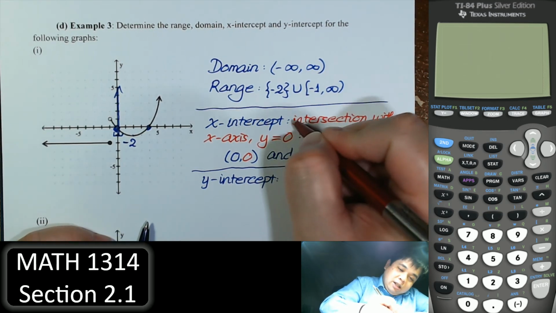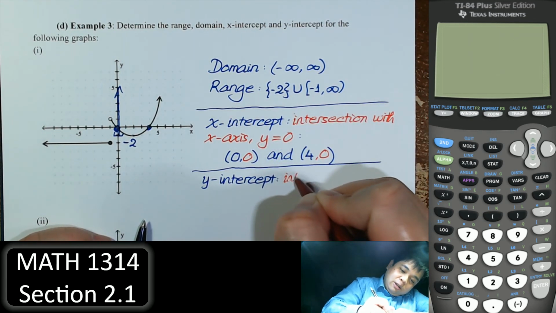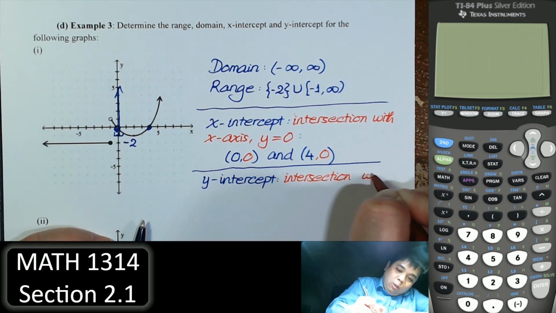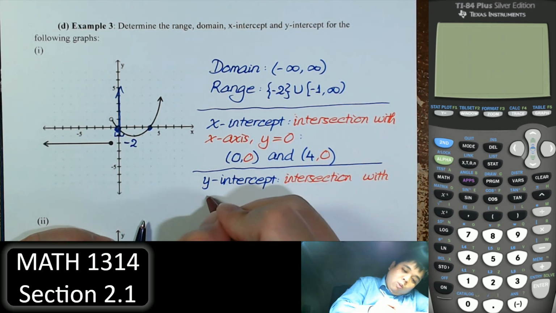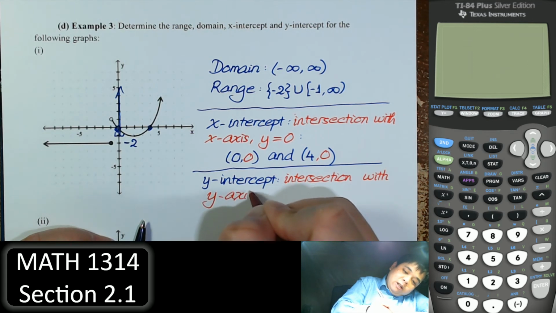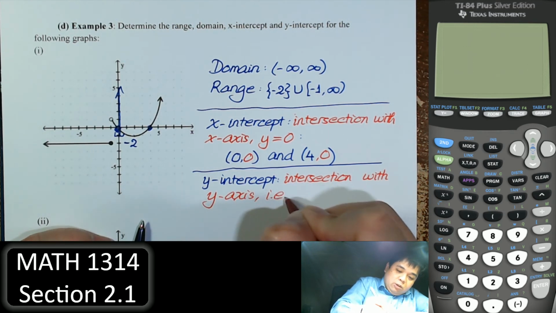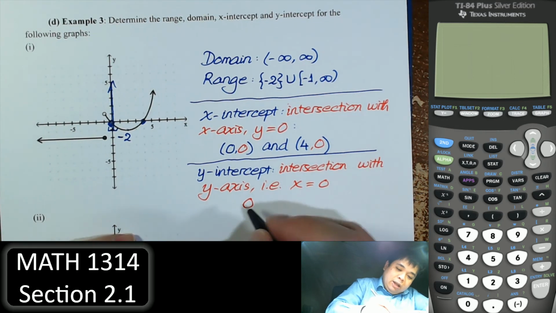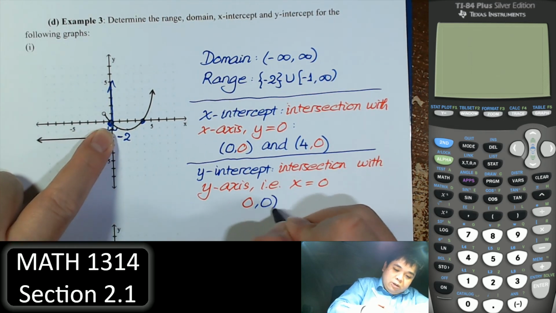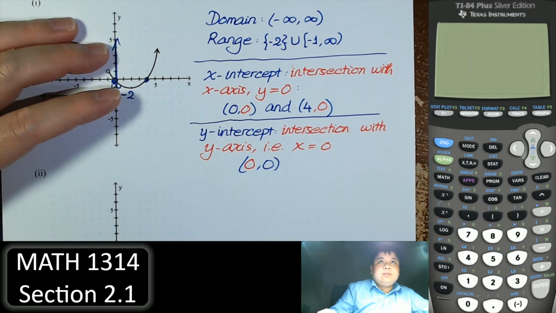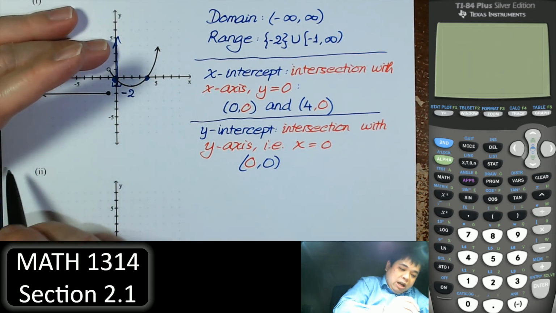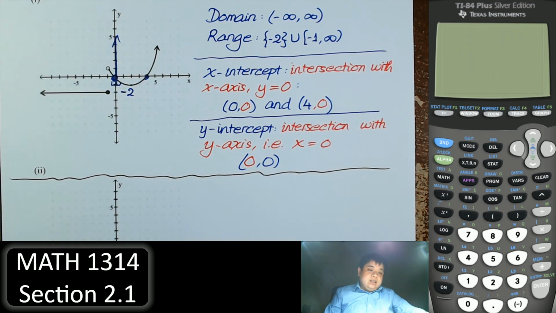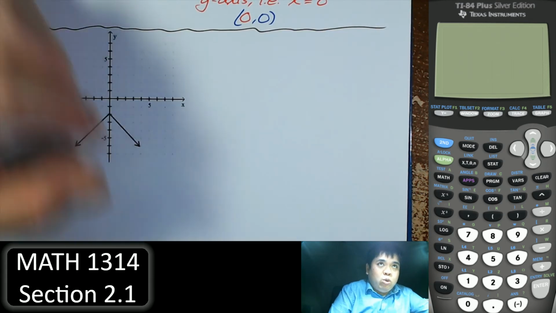So just say it, the intersection with the y-axis, meaning that x is equal to 0. So we have the point 0, and the y value there is also 0. Right, so we identified domain and range, x-intercept and y-intercept. Right, next we have this graph.